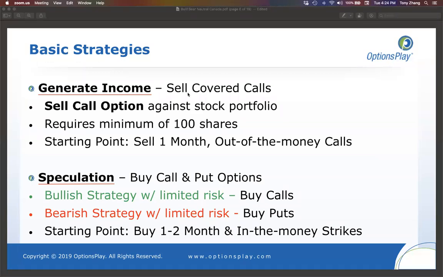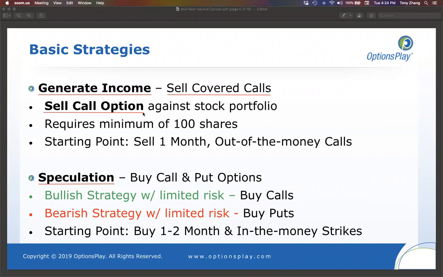So when we're talking about generating income, this is the first and foremost strategy that you'll find when you're trading options, because the first trade that you're allowed to make when you apply for an options agreement is selling covered calls. So this is a very simple strategy that allows you to sell a call option against the stocks that you own in your portfolio.